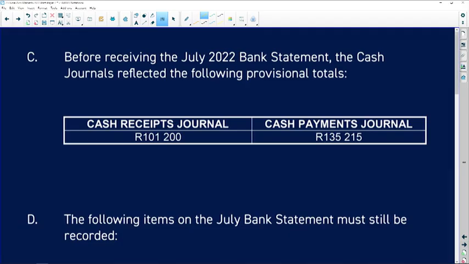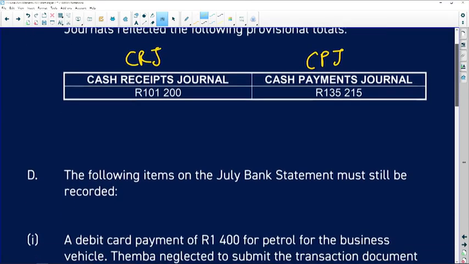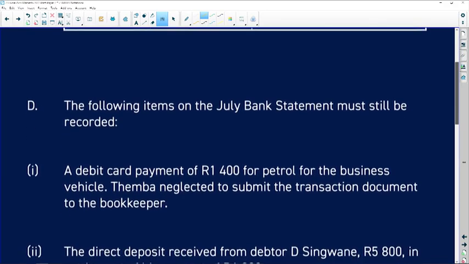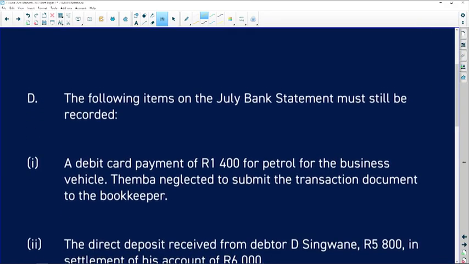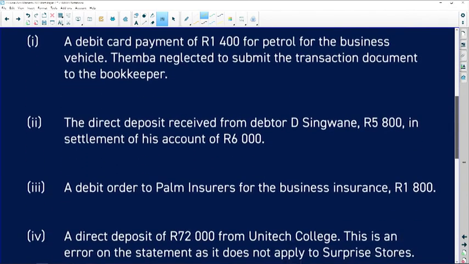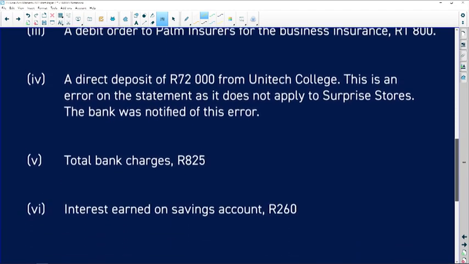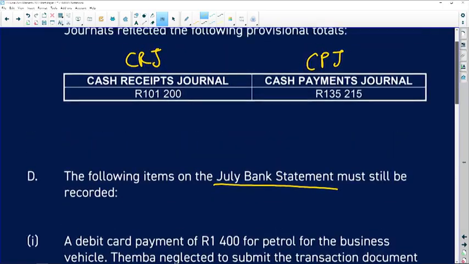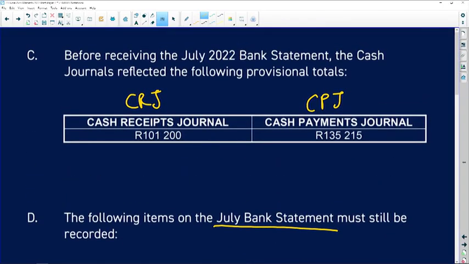Information C, as I can see, gives me the totals of my journals thus far, so the cash receipts journal total, cash payments journal total. These are my provisional totals. And then I've got information D that relates to the July bank statement. Okay, so just getting a bit familiar with the info that I have in front of me, right? And now we can start with the actual recon process.